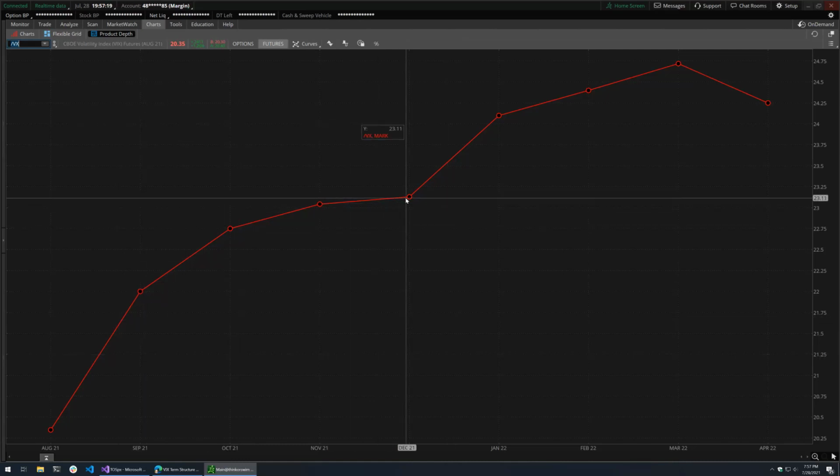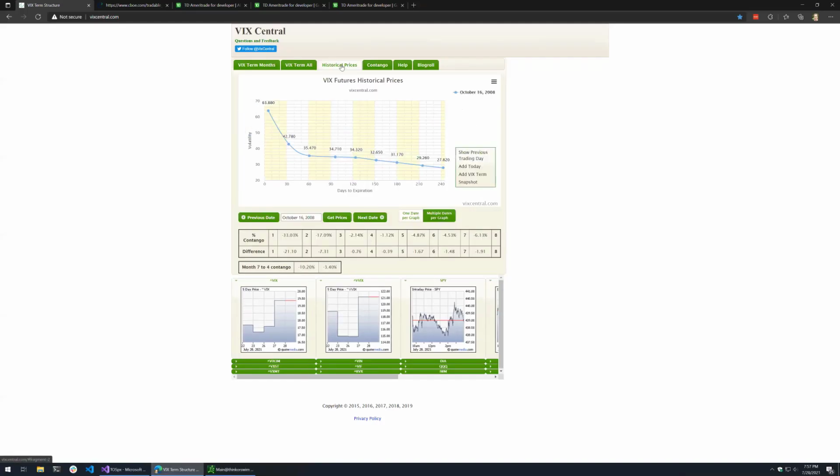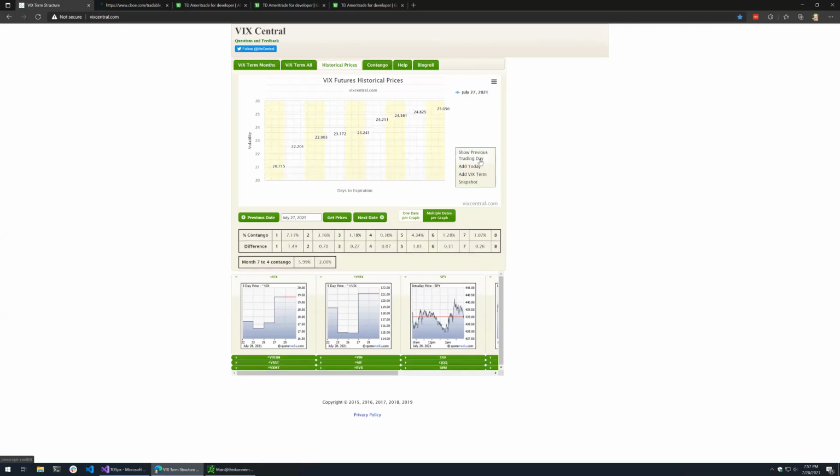on VIX Central. And VIX Central has this really great historical pricing mechanism where you can then jump to today's date. The easiest way to do that is just say, show previous trading day, and then get prices, and it'll take you to today's date, and then you can jump back to a particular date.